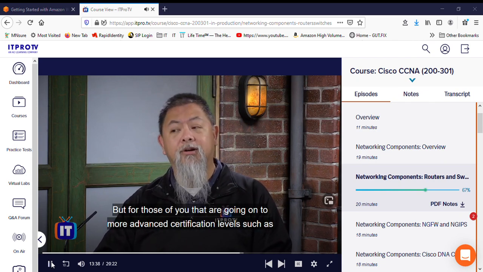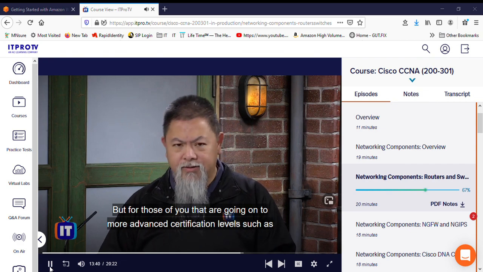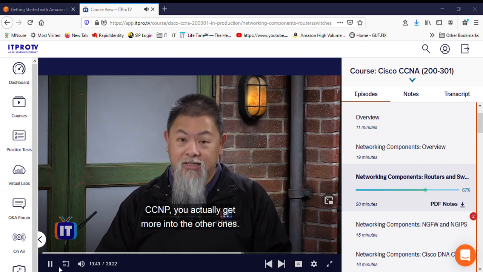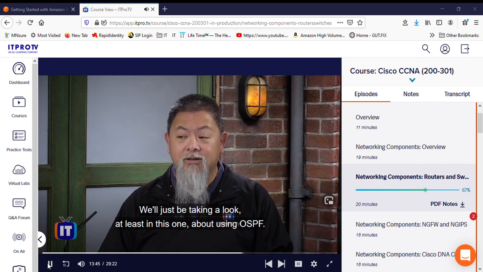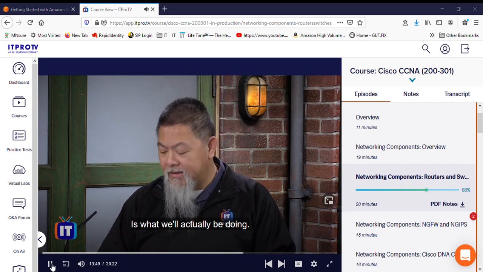But for those of you that are going on to more advanced certification levels, such as CCNP, you get more into the other ones. We'll just be taking a look, at least in this one, at using OSPF. That's going to be our focus.